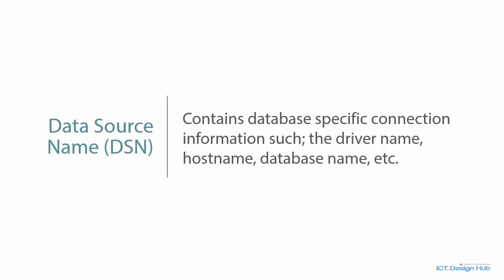Next in the list is the data source name. This basically contains specific connection information such as the name of the driver. We have mentioned before that currently PDO supports 12 drivers. So you need to specify which driver you're using so that PDO will know what kind of database you want to connect to. You need to specify the host name. This will reference the server where your database is stored, and in most cases it will be localhost. Next we have the name of the database. We can also include information like the character set in the DSN string.